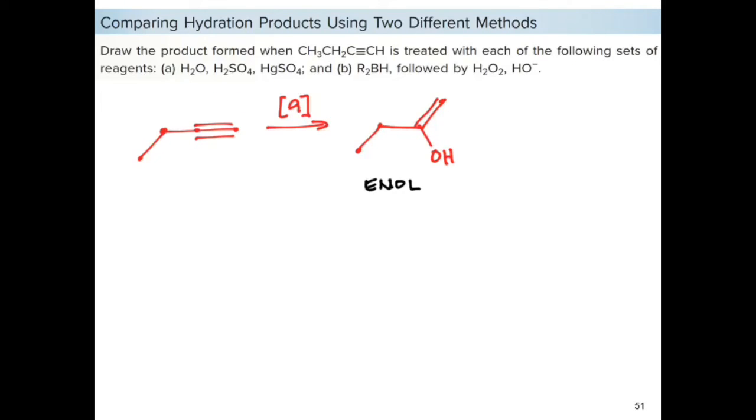And this enol gets tautomerized to form the final product, which is a ketone. And the ketone is the more stable product. And again, you can see that the carbonyl group is bonded to the second carbon atom on the left.